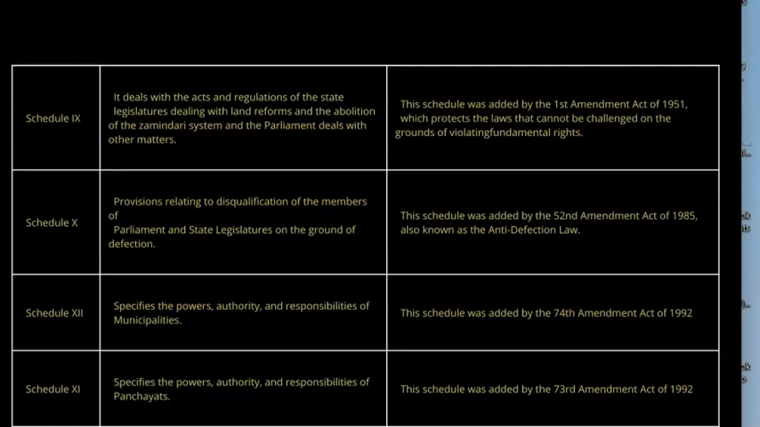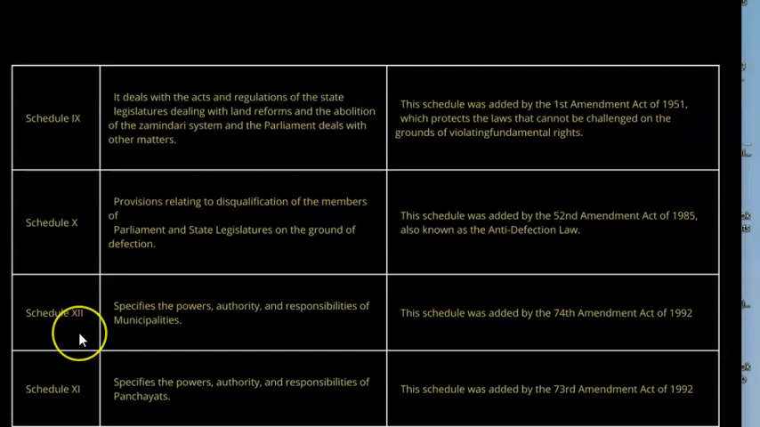This schedule is related to the anti-defection law, which deals with situations of defection in parliament or state legislatures by members of a political party, independent members and nominated members. In limited circumstances, the law allows legislators to change their party without incurring the risk of disqualification.